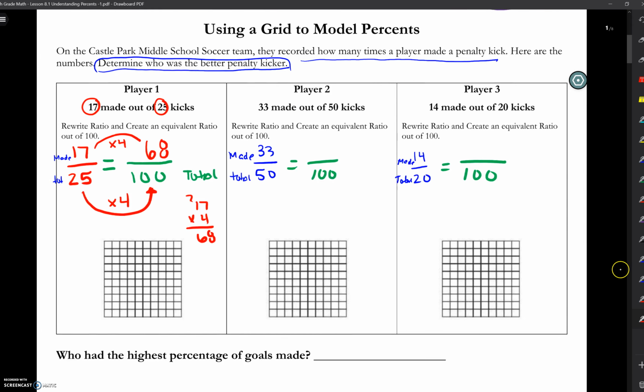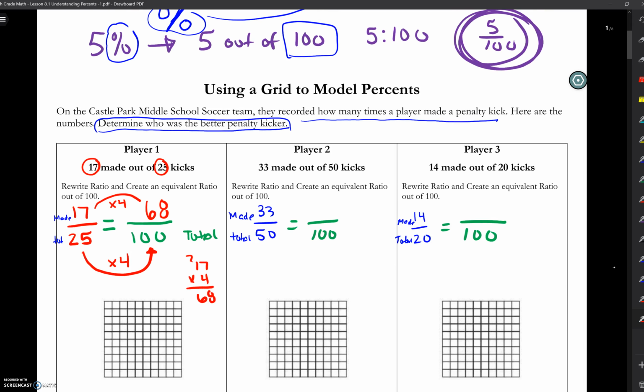Next one, 33 over 50 is the same as, we're going to multiply by 2. How do I go from 50 to 100? I multiply by 2. How do I go from 33 to 100? I multiply by 2, and I get 66. Next, 20 to 100. Multiply by 5. And I multiply by 5. And so 14 times 5 is going to be 70.